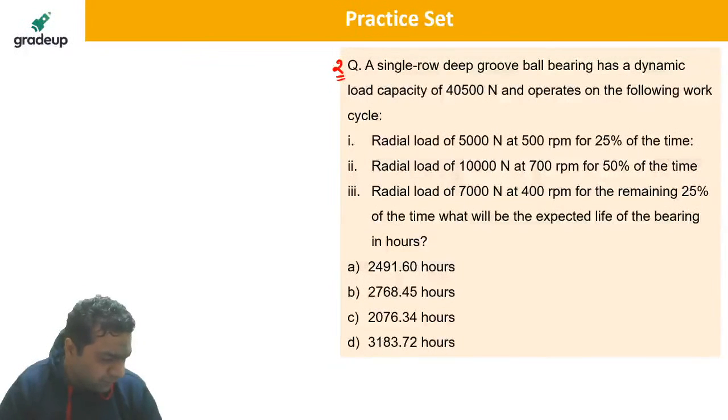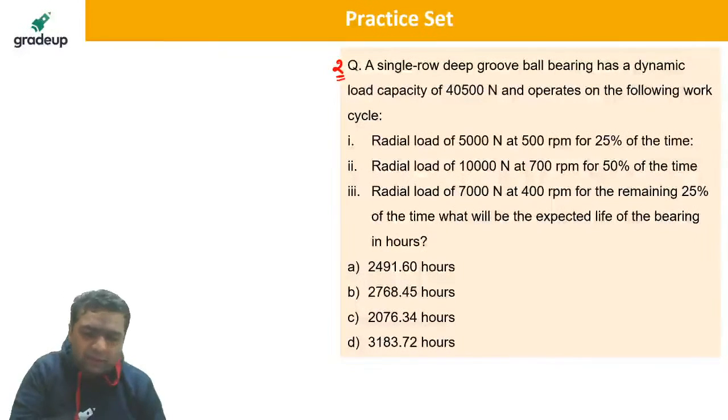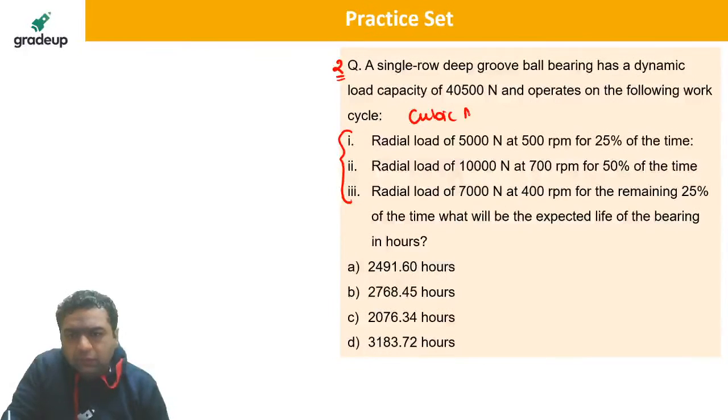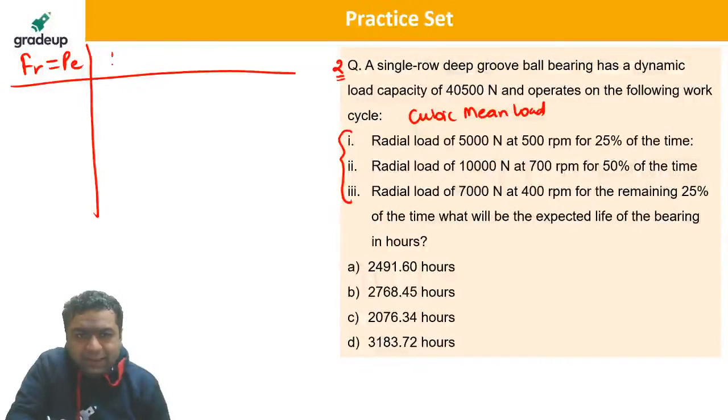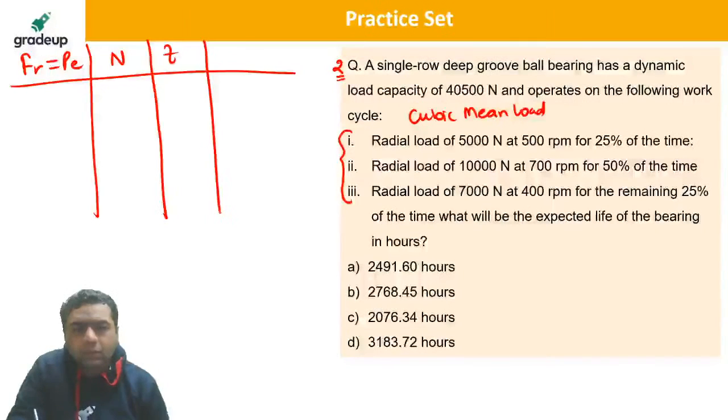Yes, TPM cyclic loading we have already completed. Yes, it is a cyclic loading. You need to find out cubic mean load. In this case, you have to go for cubic mean load. Here the radial load is given. If there is no axial load, that will become the equivalent load. You can see the speed is given in RPM, the time is given, so you will be finding out the number of revolutions also.